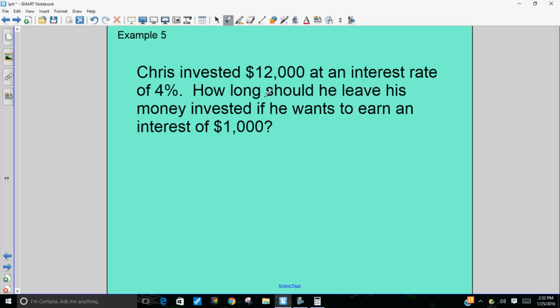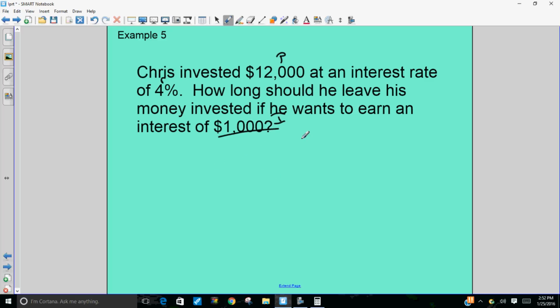All right, example 5. Chris invested $1,200. So I'm going to go ahead and put a P there. I know if you invest that, that's your principal. At an interest rate of 4%, I know that's the interest rate. How long? It's asking about time. How long should he leave his money if he wants to earn interest of 1,000? That's our I again.